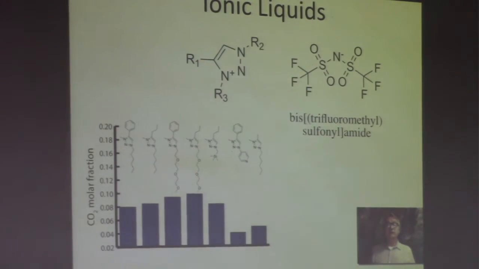Here's a class of ionic liquids made from these chemical structures for the cation and the anion. And the interesting research opportunity for ionic liquids is that the nature of the R groups can tune quite exquisitely the solubility of CO2. In the lower left here, I show the mole fraction of CO2 dissolved as a function of the different R groups included in an ionic liquid based on this class of cations and this anion. And you see that the solubility varies considerably based on these chemical structures. And there are wonderful research opportunities for people who can imagine, devise, and synthesize such ionic liquids.